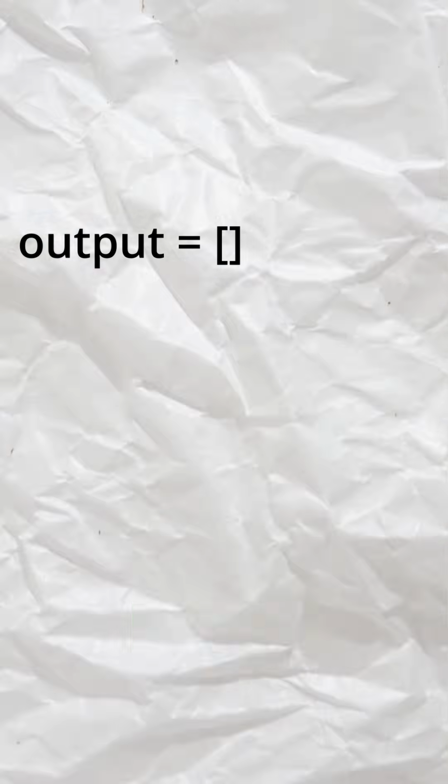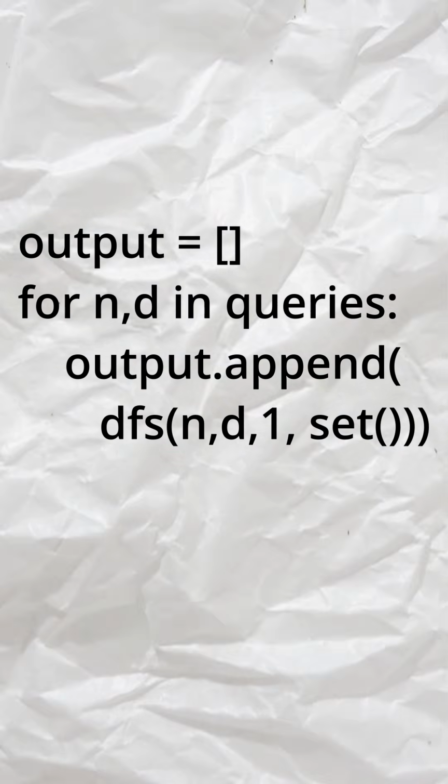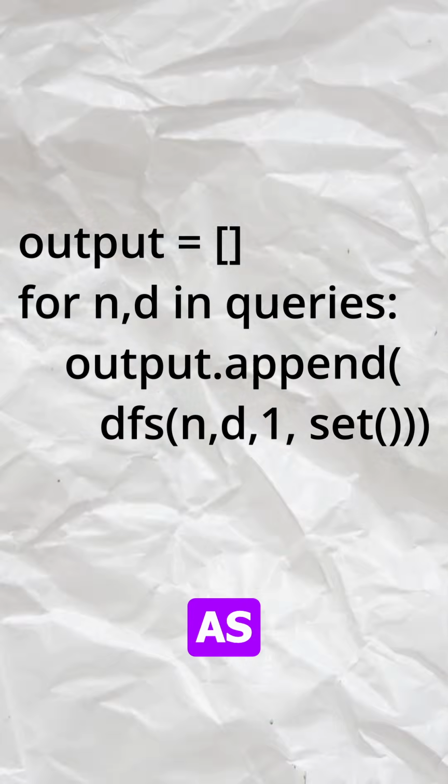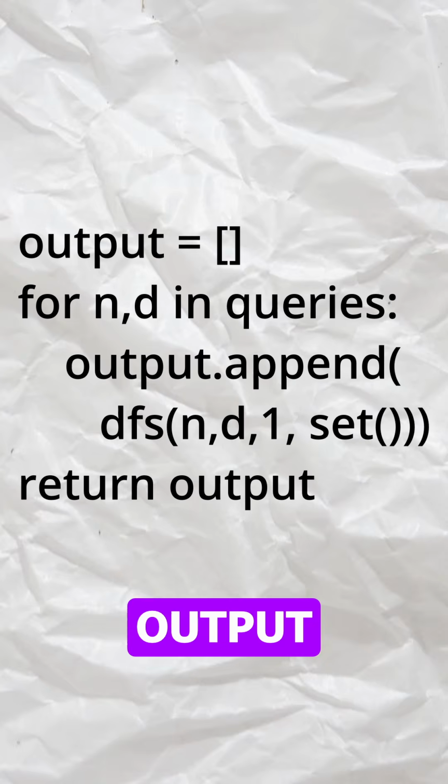Next, in the main function, create a list called output. Loop over the queries, run the DFS algorithm. Pass the numerator as the node, the denominator as the target, 1 as the cur, and an empty set as the visited. And finally, return the output variable.